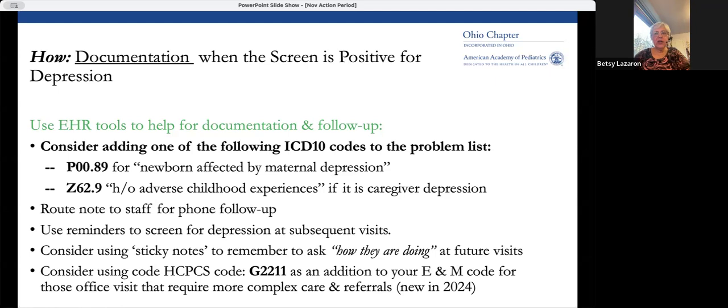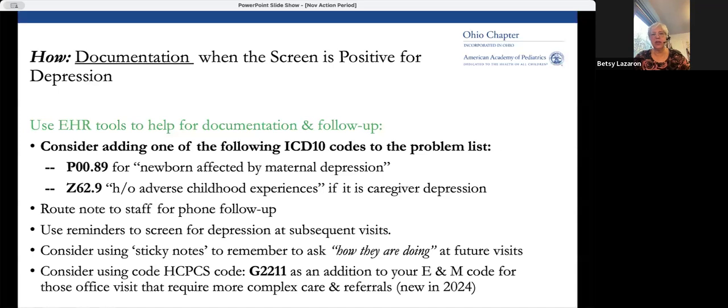And for those of you who are not familiar, there is a new code that started just in 2024 called G2211. You can add this in addition to whatever E&M code that you're using, whether it's a well child check or an illness visit. And those office visits require more complexity of care or new referrals. So I encourage you all to start using this. Say you're seeing a child back for a follow-up from the ER for asthma, and you're coordinating care that they're now receiving from a pulmonologist. It's not just that follow-up visit about how their acute visit is going, but also you're following up on consultants' notes.